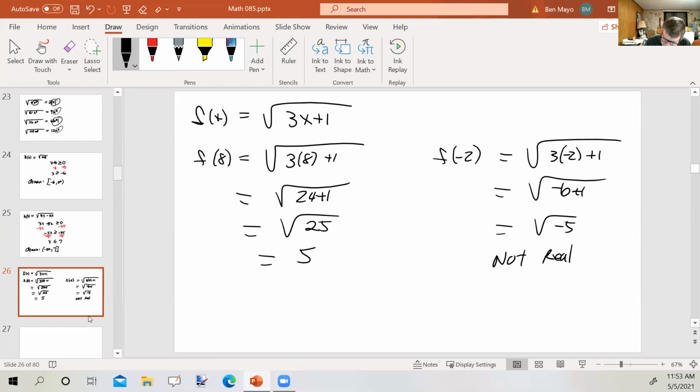Now the author says undefined, but I don't agree with that. I think it should say not real, okay? Because undefined typically means you're dividing by 0. But anyway, moving on with that.